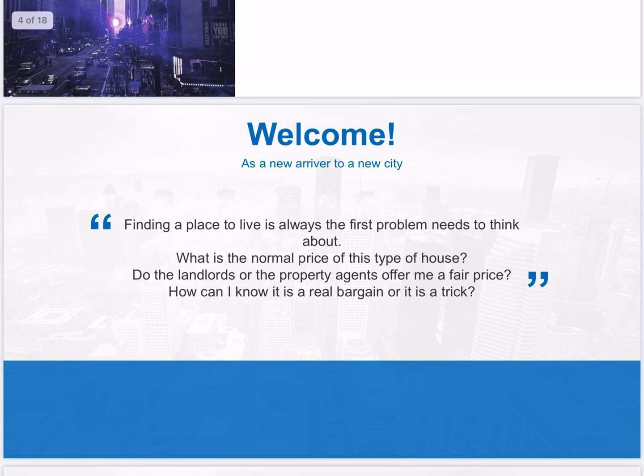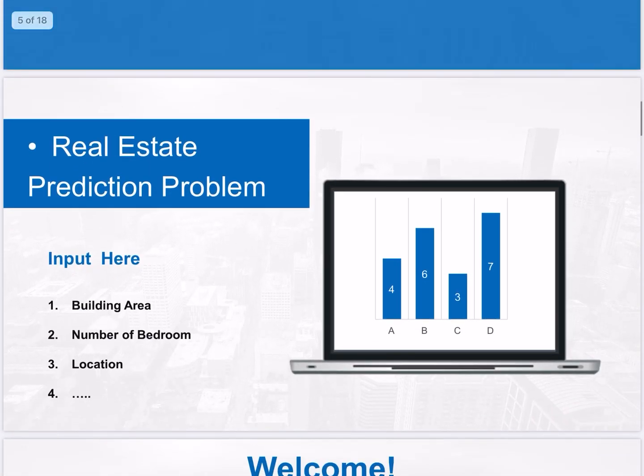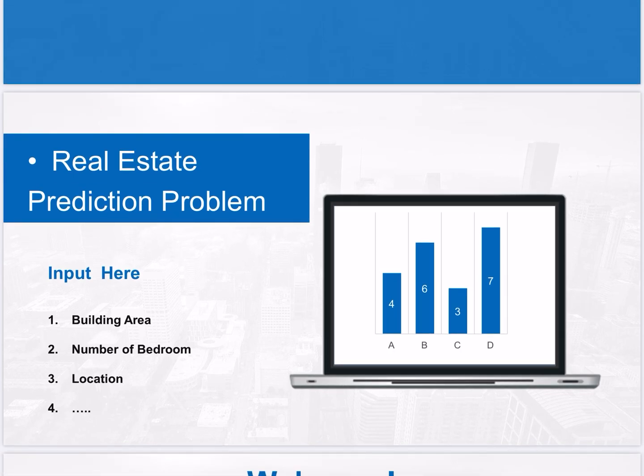Here is the business value. Whenever we come to a new city, finding a place to live is always the first problem we need to think about. What is the normal price of this type of house? Do the landlords or the property agents offer me a fair price? We are so confused about the price, whether it is fair or not, because we have no idea about the property market in that city. If we can input some important features like building area, the number of bedrooms, the location, and so forth, some system will just come out with the price of that house. It will pretty much solve the problem. We consider our project as a real estate price prediction problem.